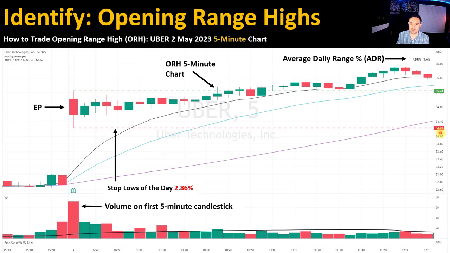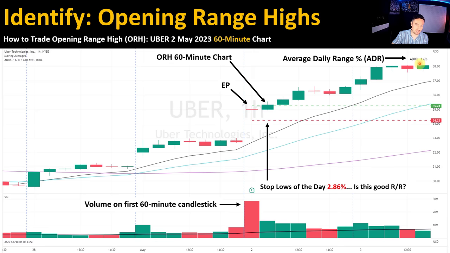So again, if you know you've got about a dollar stop, you can then look at the ATR and go, well, the ATR is $1.50 or $2 or whatever. You could do it that way. As I said, I prefer percentages. My brain just works better with percentages. So stop at the lows of the day would be 2.86%, which again is about two thirds or so versus the ADR. Okay, still in check, isn't it?